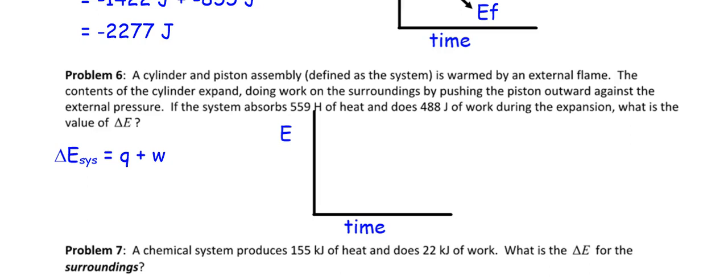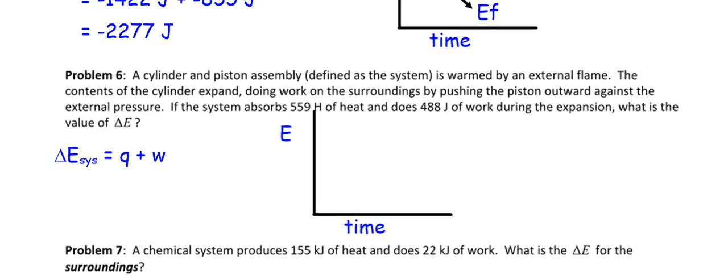Okay, let's look at problem number 6. A cylinder and piston assembly defined as a system is warmed by an external flame. The contents of the cylinder expand, doing work on the surroundings by pushing the piston outward against the external pressure. If the system absorbs 559 joules, and does 488 joules of work during the expansion, what is the value of delta E?